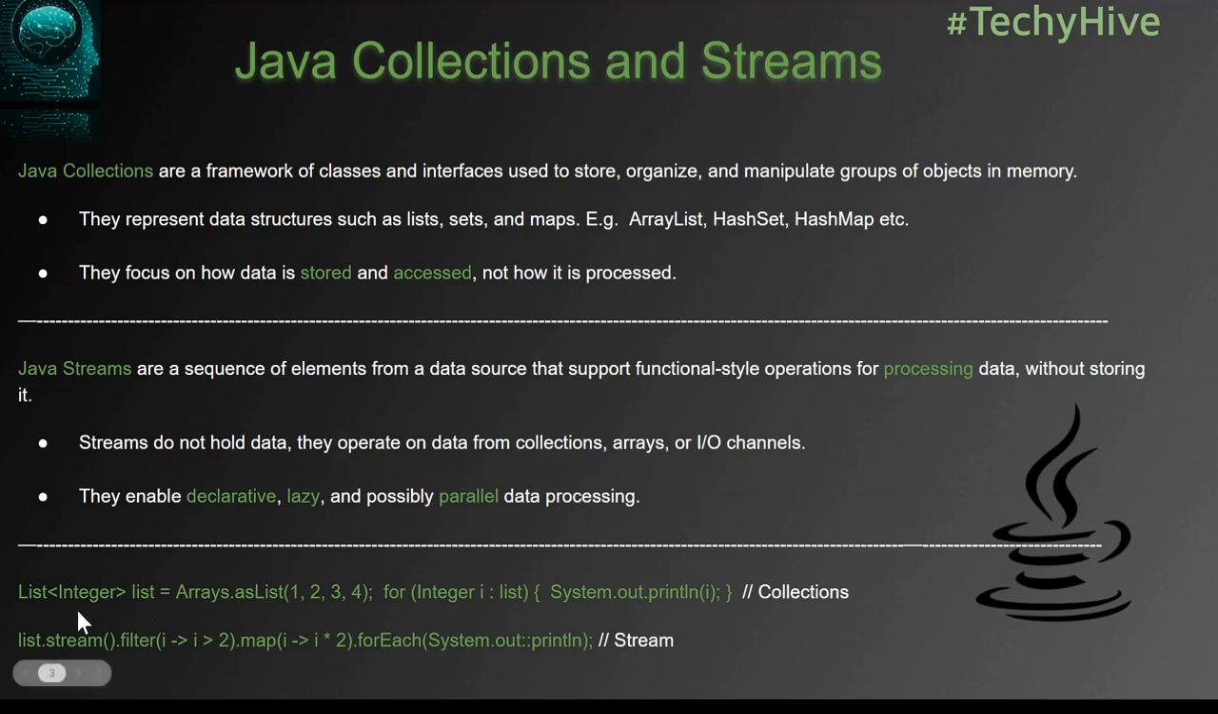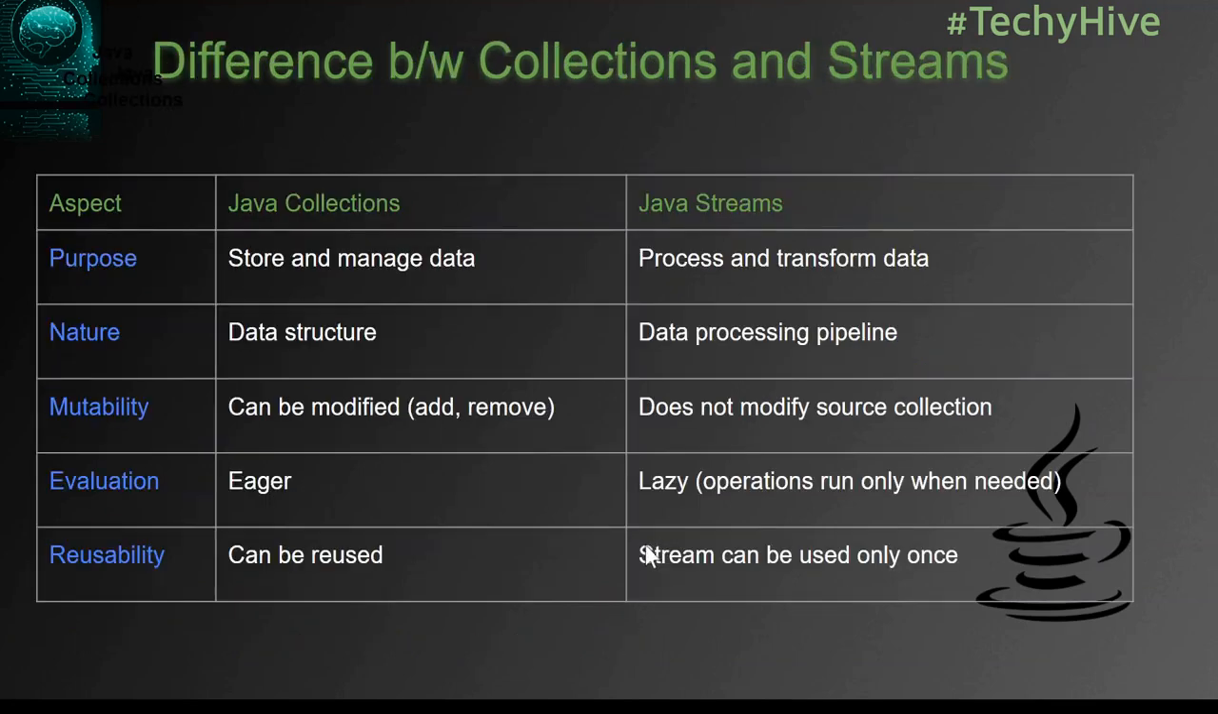Here are the examples. Here we have created a list of integers, and using the traditional for loop, we are just printing the elements of the list. And using the streams, we are filtering out a few of the elements and then printing them using the stream style function reference. Let's see the main difference between collections and streams.